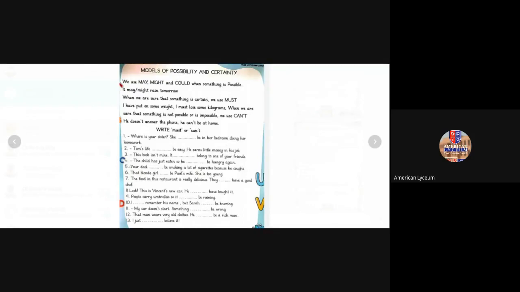Okay, what are modals? Modals kya hote hain? These are the words when we want to express that something can happen tomorrow or next time in future. There is the possibility of something happening. For example, class, we use may, might, could when something is possible. If I'm going to say that there is a possibility of rain tomorrow, so it's possibility. So we can use may, might, could. For example, it may rain or it might rain tomorrow.